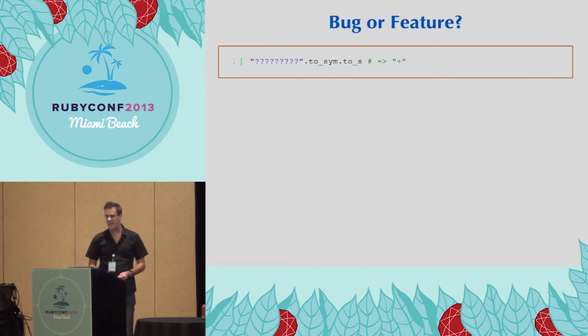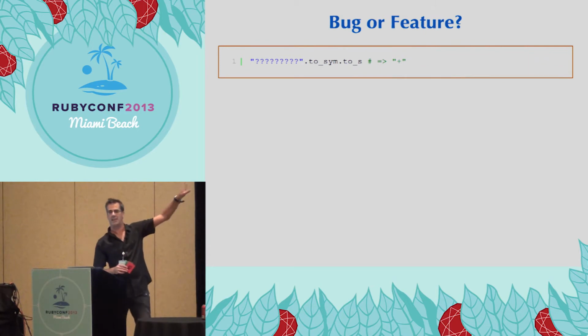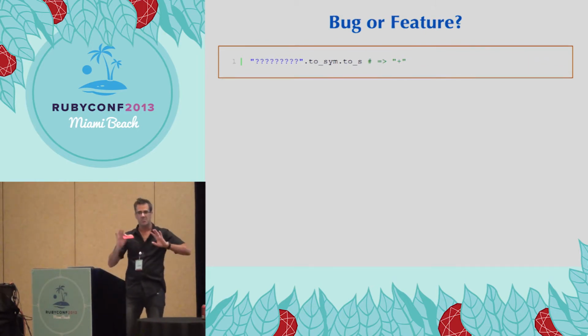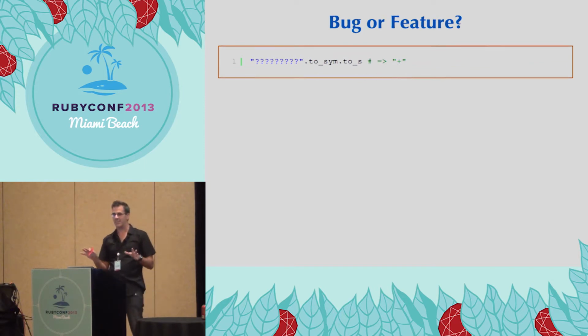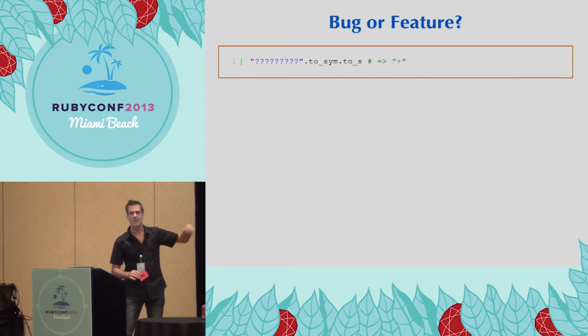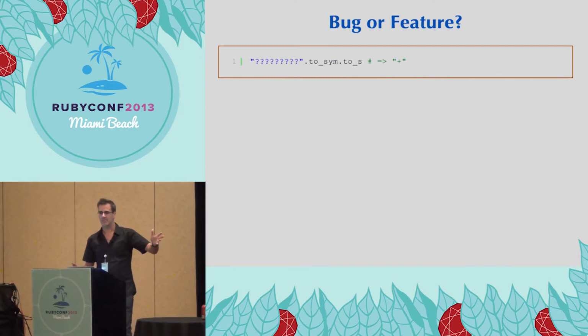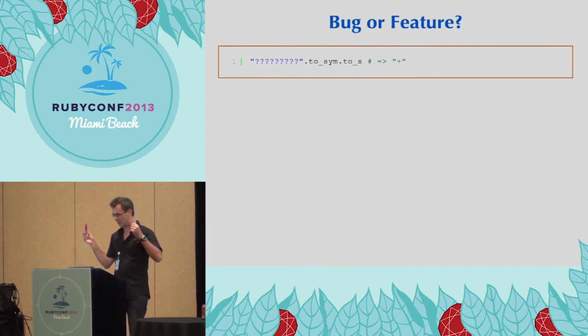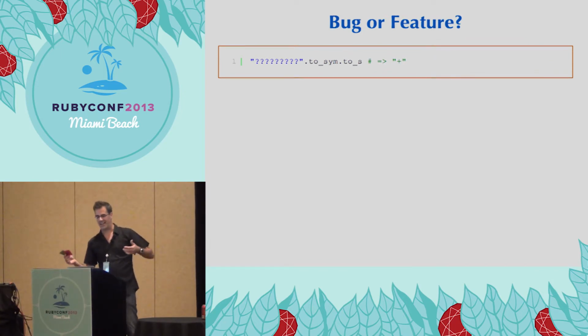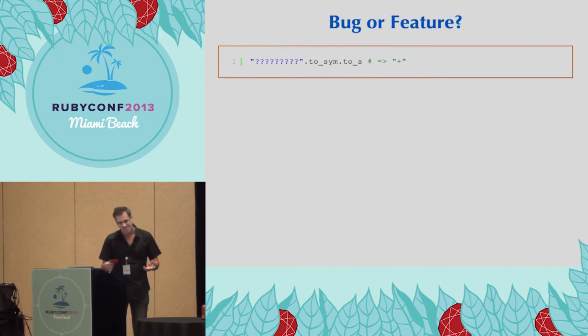You have a string that's 9 characters long. Okay, so now I'm cheating a bit. The question mark is not an actual question mark. It's a character. I'm not telling you which, so I'm just adding a bit to the mystery. It's 9 characters long, exactly. And I call to_sym, so I'm getting a symbol, and I call to_s on it, and I get plus. Bug or feature?